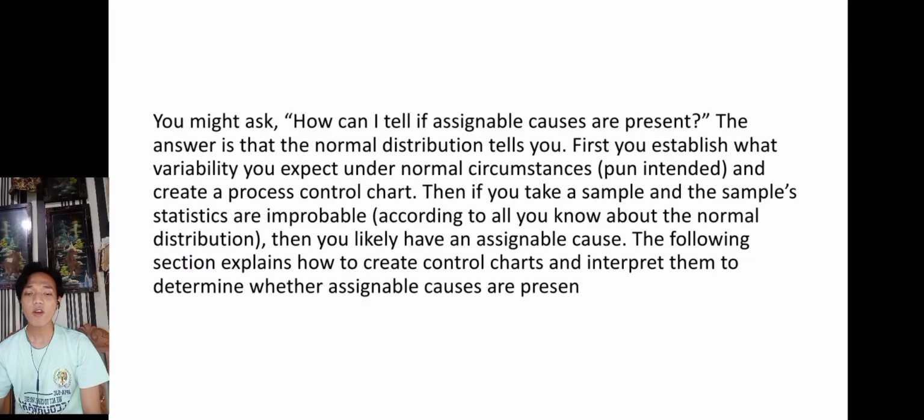So you might ask, how can I tell if assignable causes are present? The answer is that the normal distribution tells you. First, you establish what variability you expect under normal circumstances and create a process control chart. Then if you take a sample and the sample statistics are improbable according to all you know about the normal distribution, then you likely have an assignable cause. The following sections explain how to create control charts and interpret them to determine whether assignable causes are present.